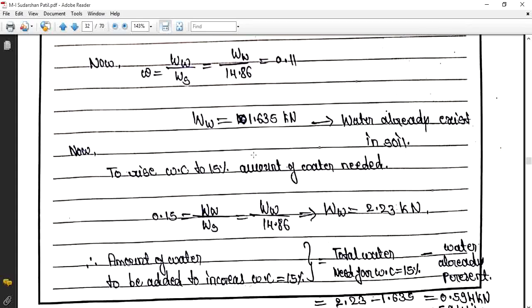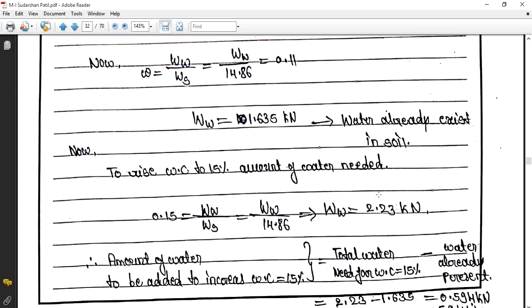Just to clear your doubts, I'll discuss these things. You can see over here the water which is already present is 11%. From 11% we have to increase the water to 15%. So the total water required in the soil to make the water content 11% is this much. So this is the total water required for 11%. If I want to raise from 0 to 11, this much amount of water is required. From 0 to 15, this much amount of water is required.